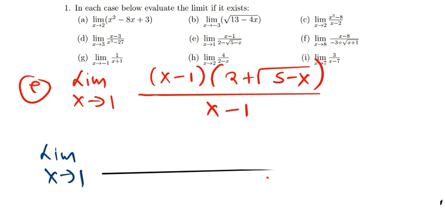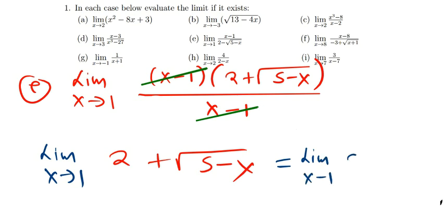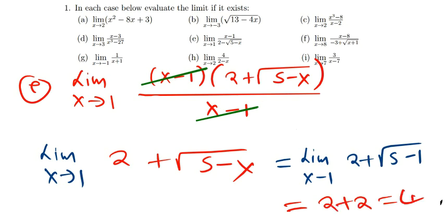You can see now this can divide, and then you remain with that part, 2 plus root of 5 minus x. You can now confidently substitute, right? So the limit as x approaches 1, 2 plus root of 5 minus 1. 5 minus 1 is 4, root of 4 is 2. So you end up with 2 plus 2, which is a 4. That's how you handle question E.